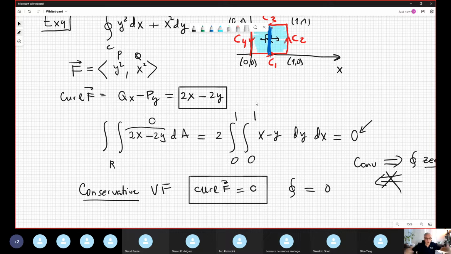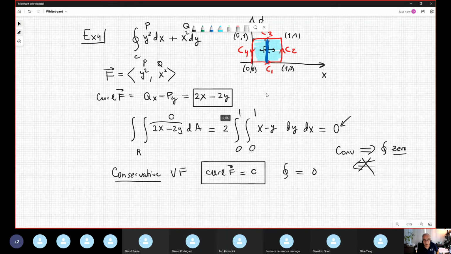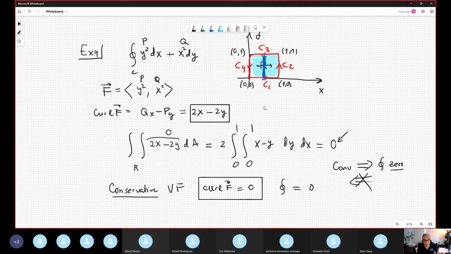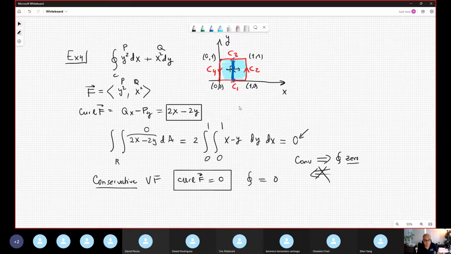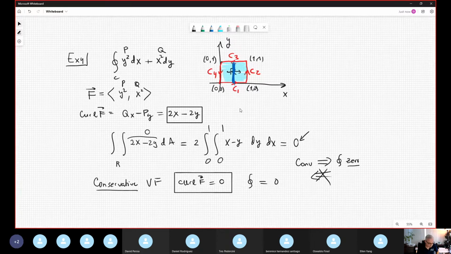If you discover in the middle of the story that the vector field is conservative because the curl is 0, automatically the line integral is 0. Okay? Do you agree? Do you understand the idea very well, mister? Yes. Excellent. Beautiful. That's the thing I try.